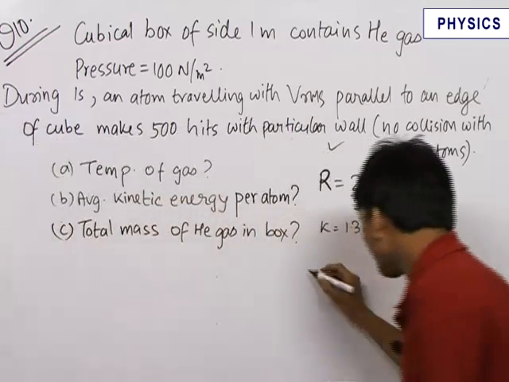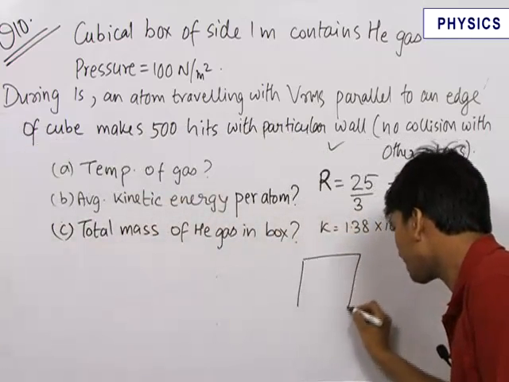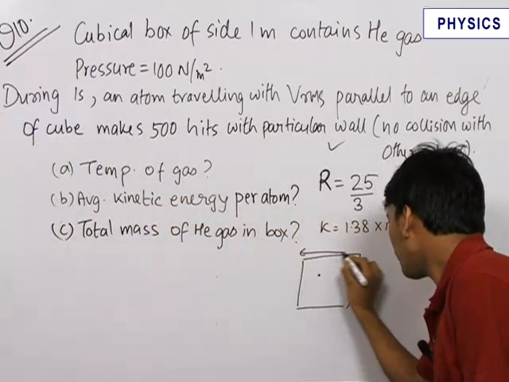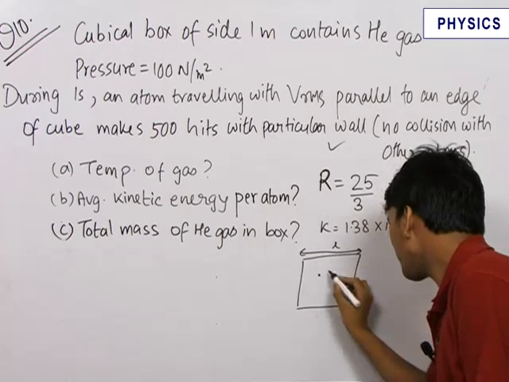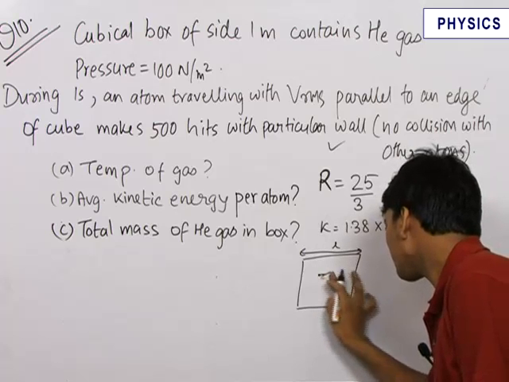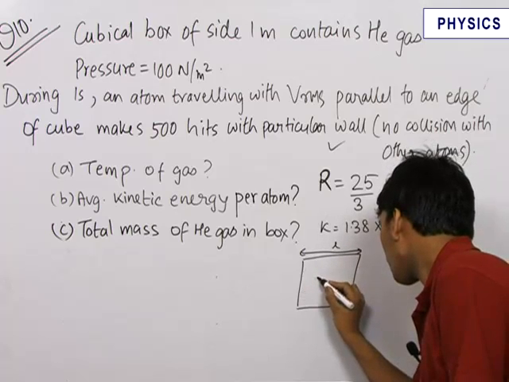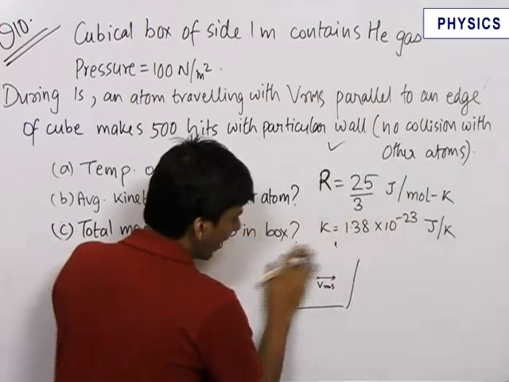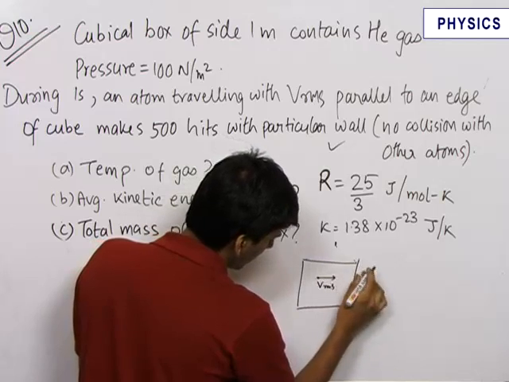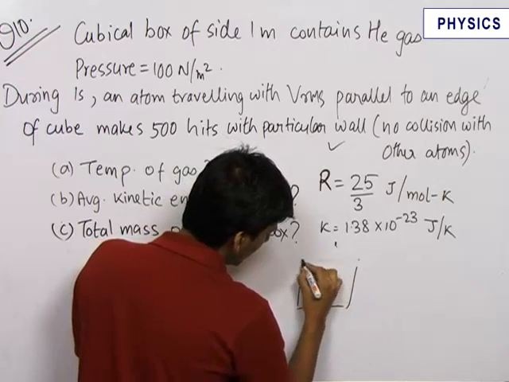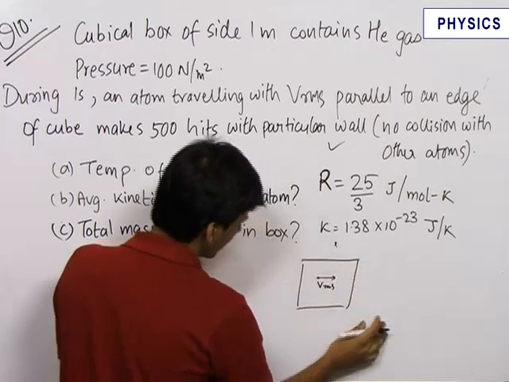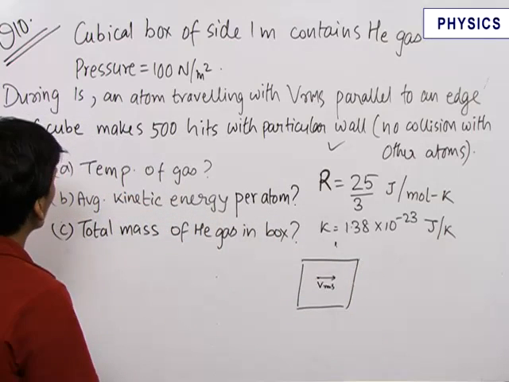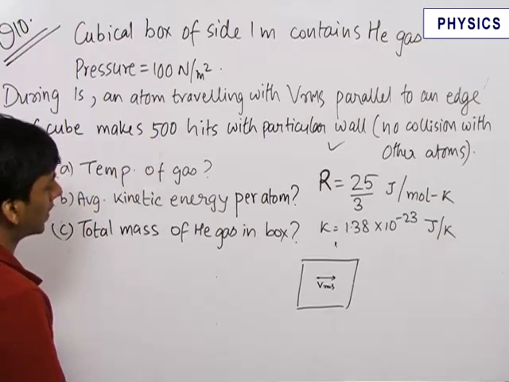For finding this out, let us first draw the diagram of what happens inside the cube. We have an atom. Let the side of the cube be L. We have an atom traveling with VRMS parallel to one of the edges of the cube. This velocity is parallel to this edge, and it makes collision with no other atoms. Now, it makes 500 hits with a particular wall.